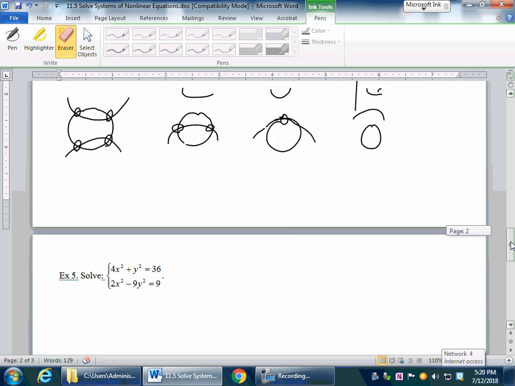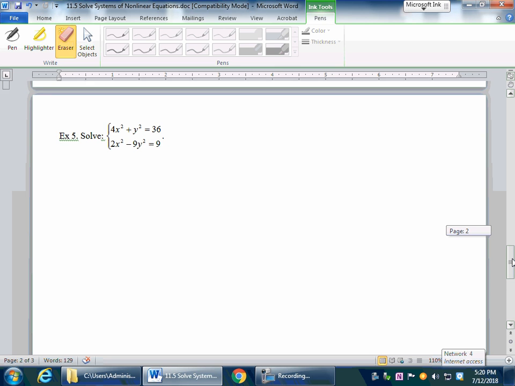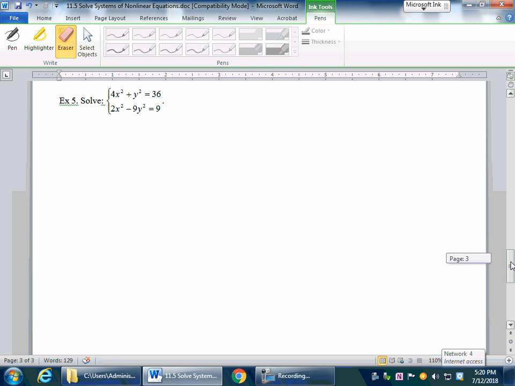So next example. For this example, there is a typo, so make sure you change that in your book. This should have been not 9, it should be -1.